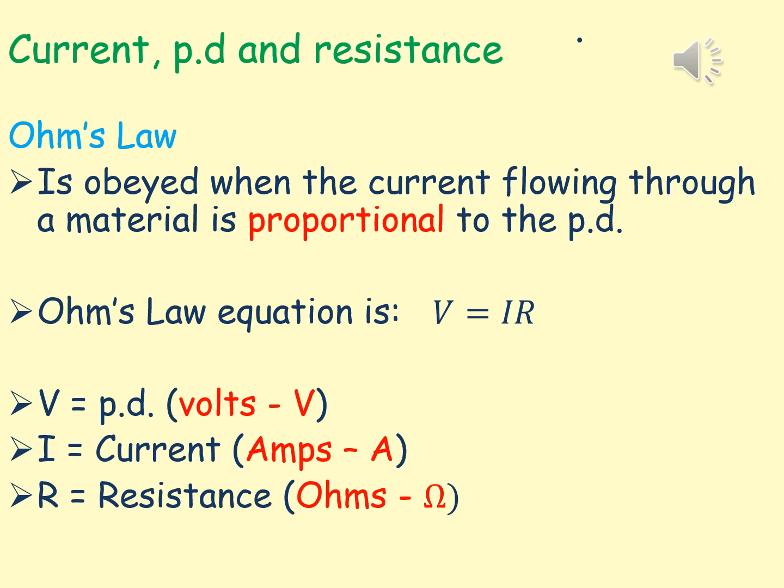So Ohm's law is the main one that you need to recognise. This is obeyed when the current flowing through the material is proportional to the potential difference. So the equation for Ohm's law is V = IR, where V is our potential difference in volts, I is the current in amps, and R is the resistance in ohms. So this is one of those equations that you are going to need to know and be able to use and rearrange in your exams.